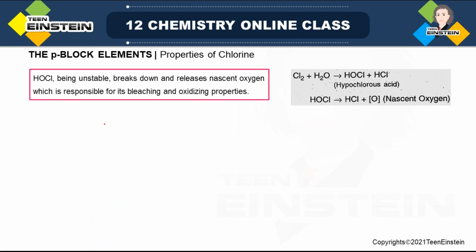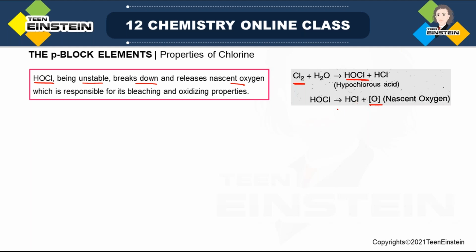Some more chemical properties. When chlorine reacts with water, there is formation of HOCl and HCl. HCl is hydrochloric acid, HOCl is hypochlorous acid. Now this hypochlorous acid is not very stable. As soon as it is produced, it breaks down and nascent oxygen is produced. This is nascent oxygen, that is atomic oxygen. Now this is highly oxidizing in nature because it is in atomic form. That means it is a highly reactive form.